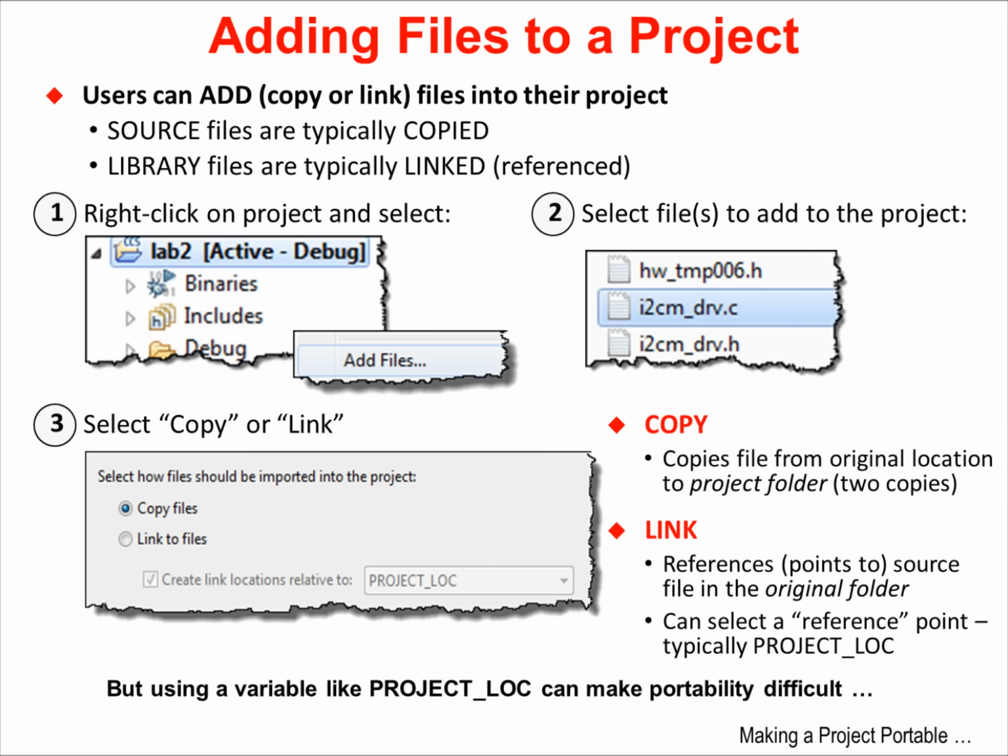In the final step, you decide whether to copy or link the files. Copying will simply copy the file from its original location to the project folder. Linking references the source file in its original folder. You can select the link type relative to a variable.